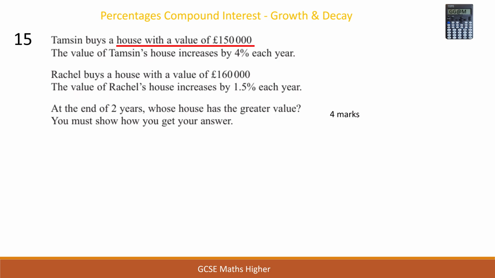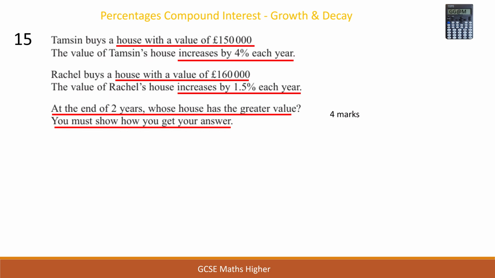So keywords are we've got a house with value of 150,000. It increases by 4% each year, and it's got a value of 160,000. The house increases by 1.5% each year. At the end of 2 years, whose house has the greater value? You must show how you get your answer, and that is for 4 marks.